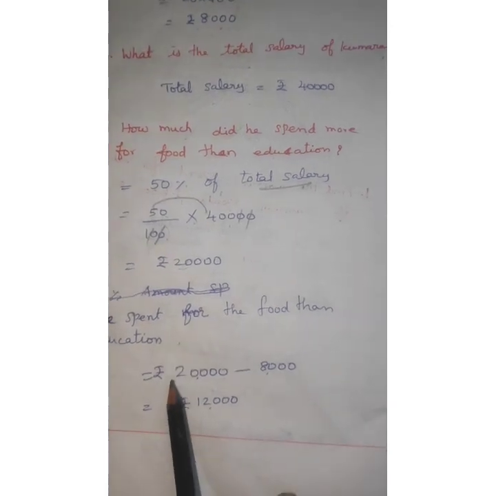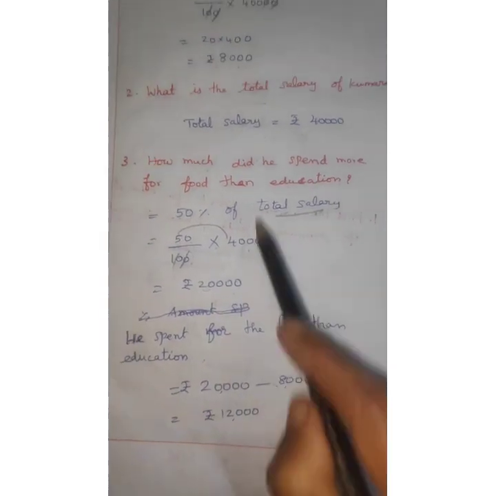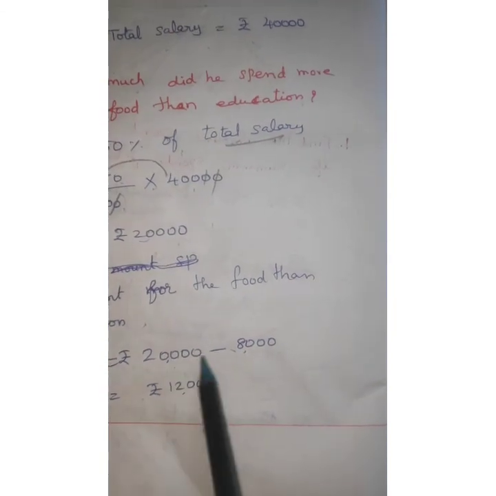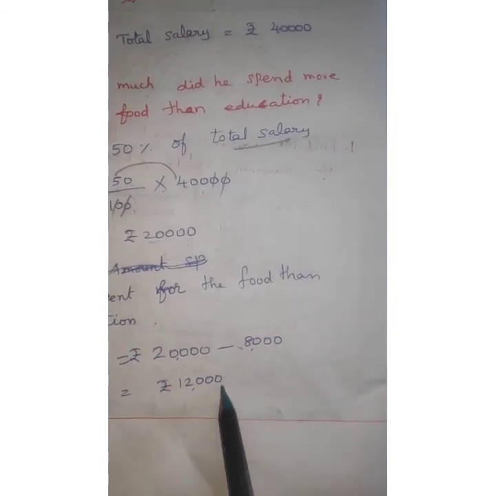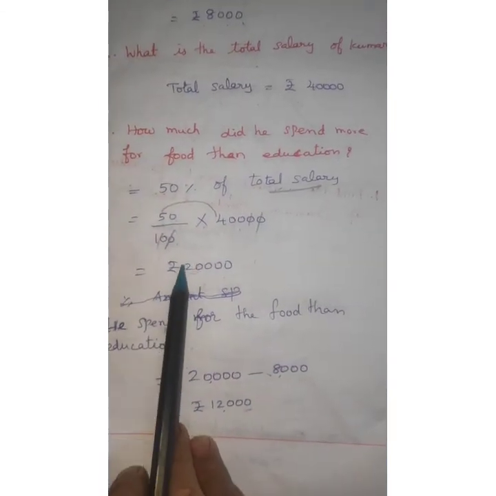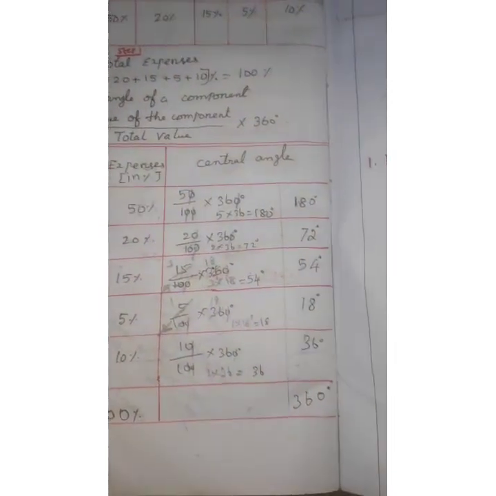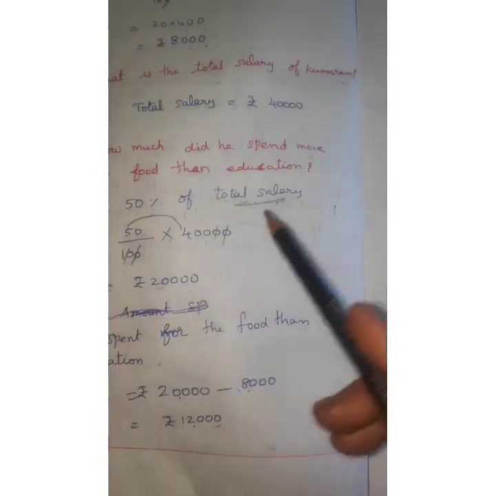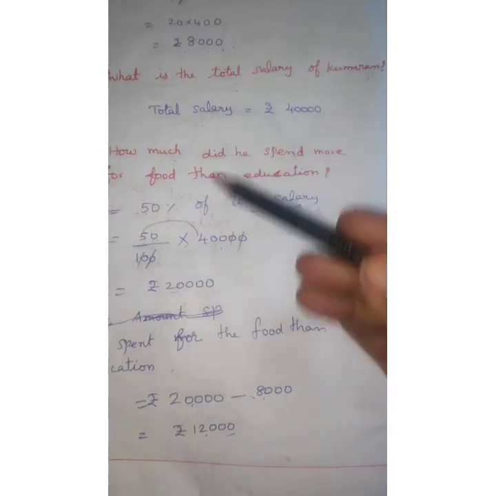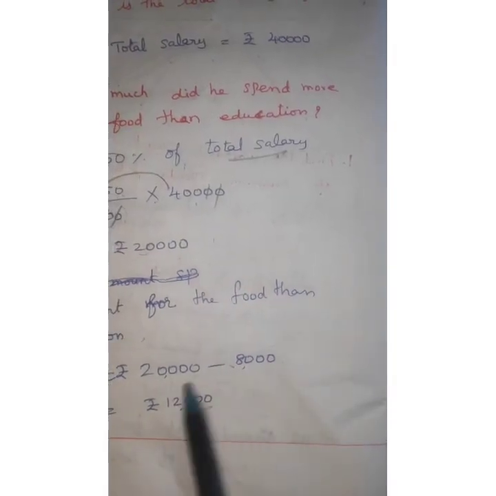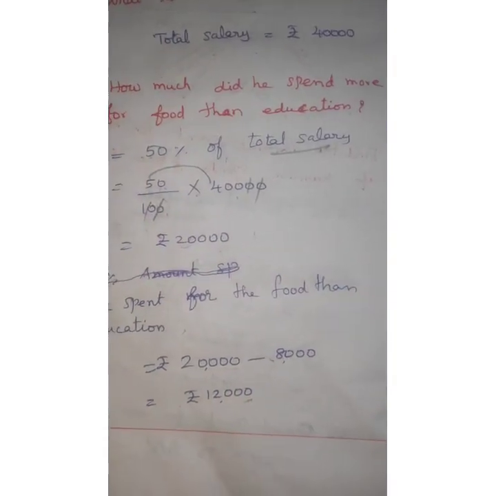So you write first 20,000 minus 8,000. So 20,000 minus 8,000 equal to 12,000. 20,000 minus the education amount, 8,000 spent there. So 20,000 minus 8,000 equal to 12,000.